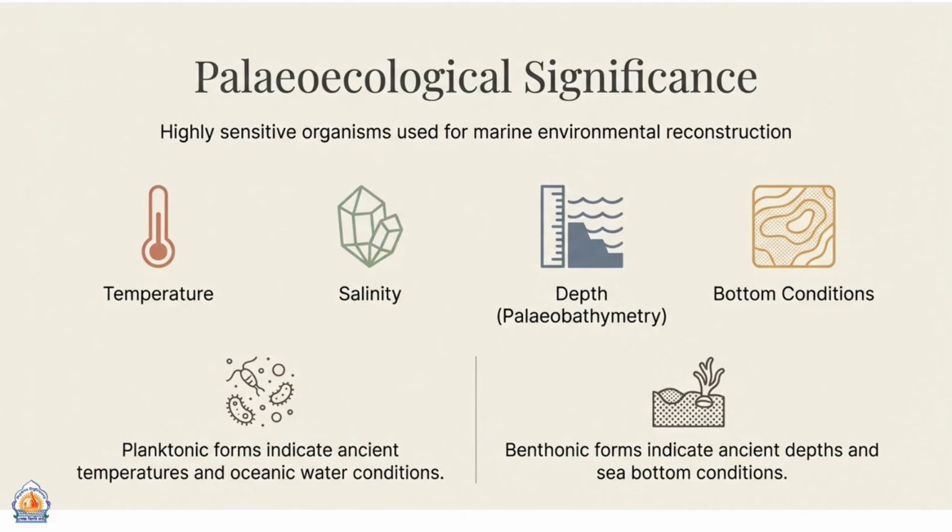Foraminifera are highly sensitive to environmental factors like temperature, salinity, water depth, bottom condition, etc. Therefore, they are widely used in paleogeological studies. Planktonic foraminifera mainly indicate surface water temperature and oceanic conditions, whereas the benthonic forms provide information about seafloor environments and water depth. Therefore, they help reconstruct ancient marine environments and past climatic conditions.